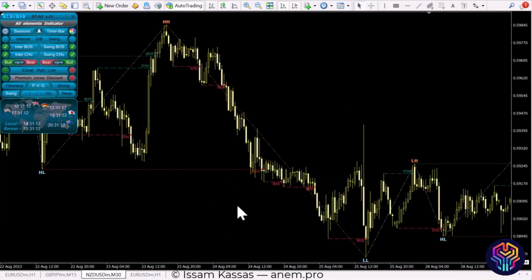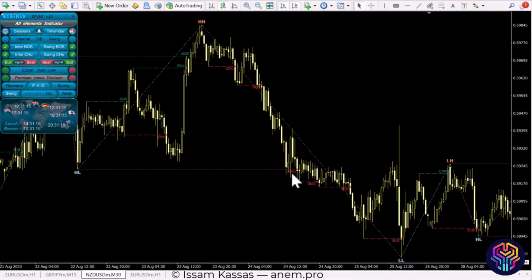Now we're going to move into the internal structure. In the same way we have a swing structure, we have an internal structure, which is labeled here as CHoCH. You can call it whatever you like. It is a change of character, in a way that when the price was moving up in the internal structure, the price was moving up, creating this momentum to the upside.